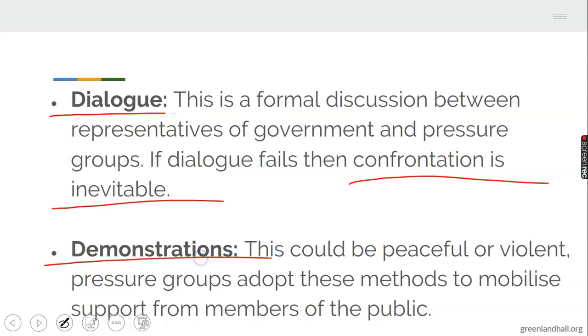Another one is demonstrations. This could be peaceful or violent. You must have seen one before. Pressure groups adopt these methods to mobilize support from members of the public.